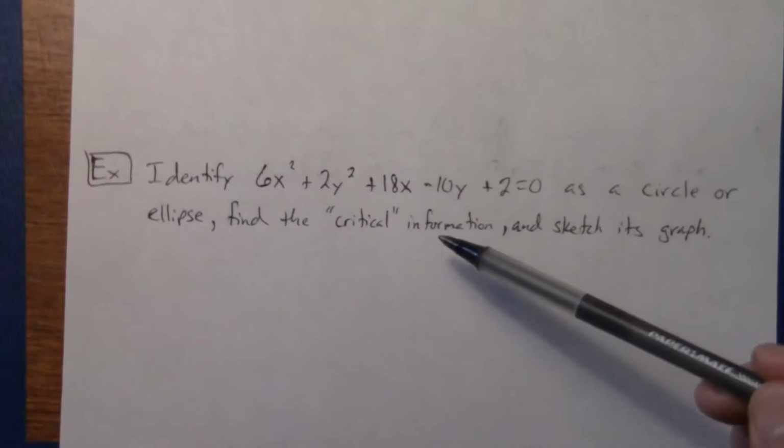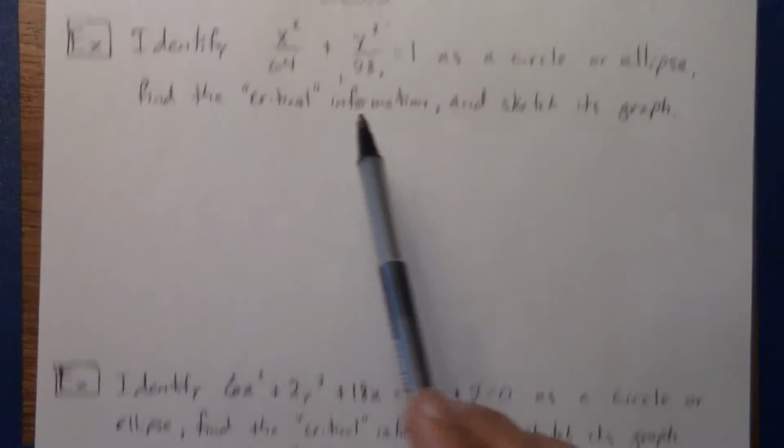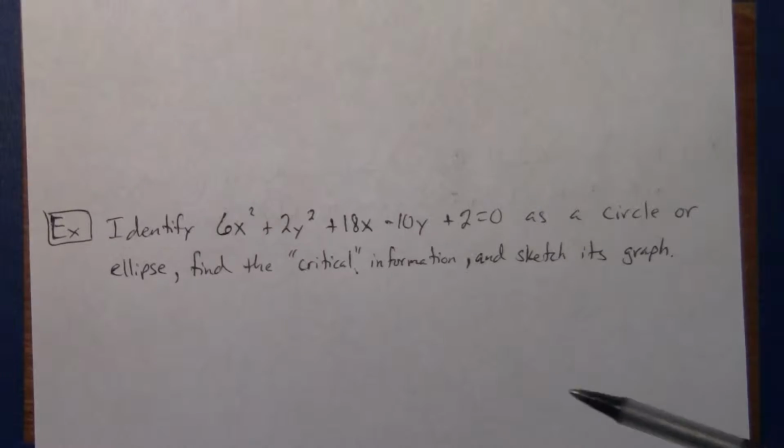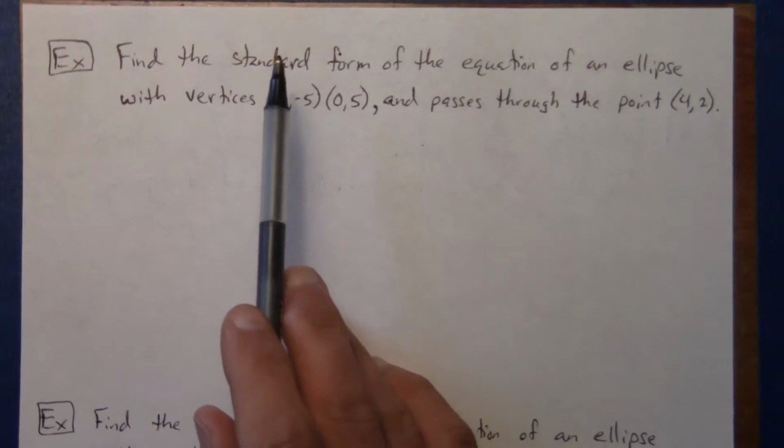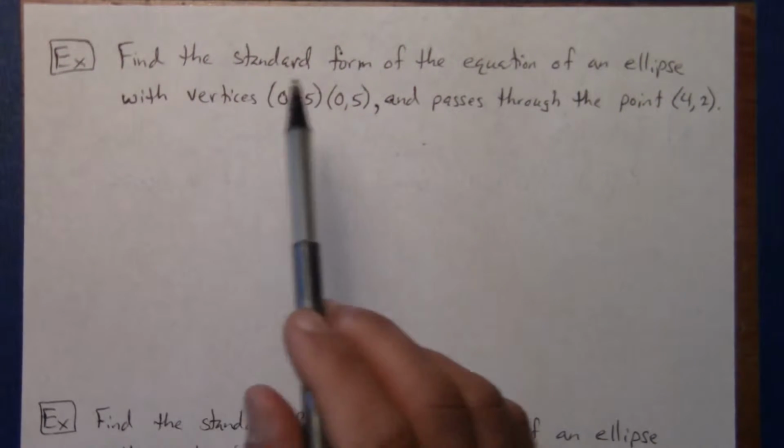graph. Same thing for this problem. This one's in standard form, this one's not, so we'll have to be able to get it into standard form and then do all the same things. Problem number 3, they're going to give you some random information and ask you to come up with the equation of the ellipse in standard form.